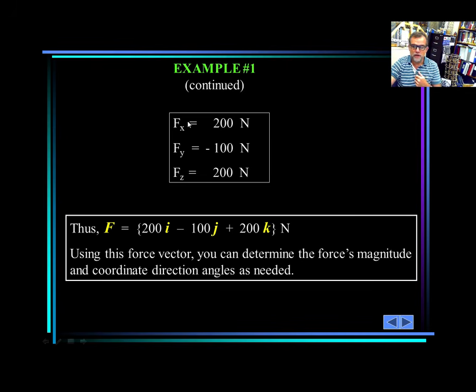So if you want the unit vector, you just take each one of the components divided by the magnitude that I already calculated. So 200 divided by the magnitude of F, negative 100 divided by the magnitude of F, and 200 divided by the magnitude of F. That will be the unit vector. And remember, if I do 200 divided by the magnitude of F and I want to calculate alpha, I take the inverse cosine of that, and that will be alpha, beta, and gamma respectively. Okay, that's sufficient for that problem.